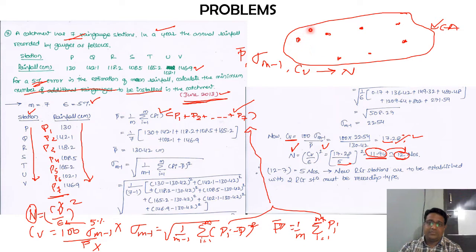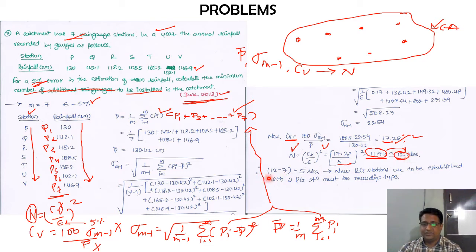Initially what I have shown, this is our catchment. Here, 7 rain gauge stations are already existing with us. But if you want to make sure that the error is limited to only 5%, at that point of time what you should do is, you should have at least 11.94 rain gauge stations. So 0.94 is not feasible, so you are rounding it up to the next number, that is 12.